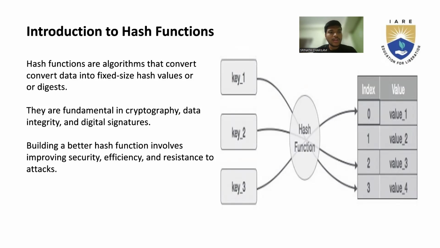These hash functions are algorithms that convert data into fixed size hash values, which are digits, and they are fundamental in cryptography, data integrity, and digital signatures also. Building a better hash function involves improving security, efficiency, and resistance to attacks. This is the introduction about hash functions. This is a figure of the hash function.